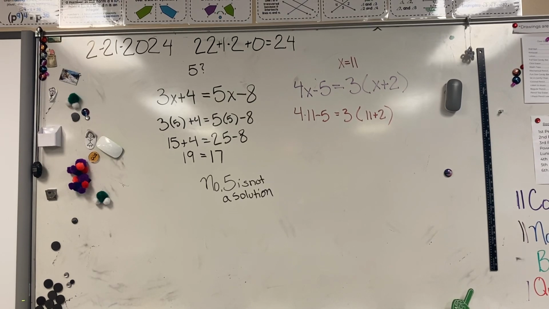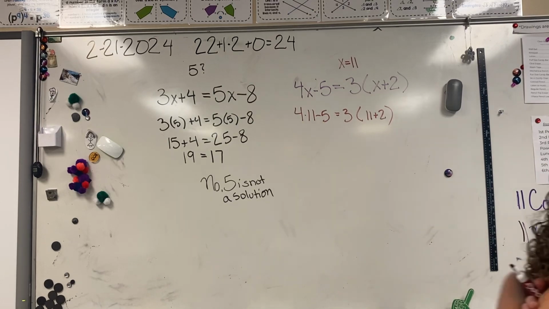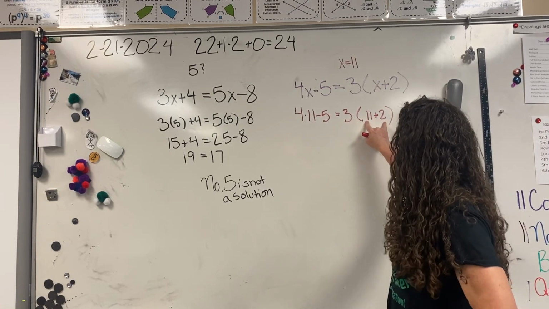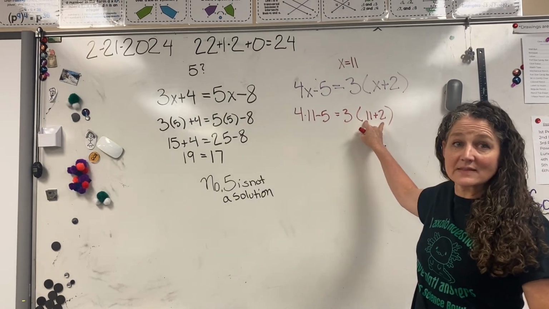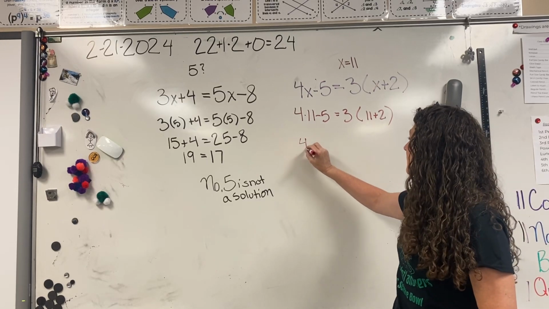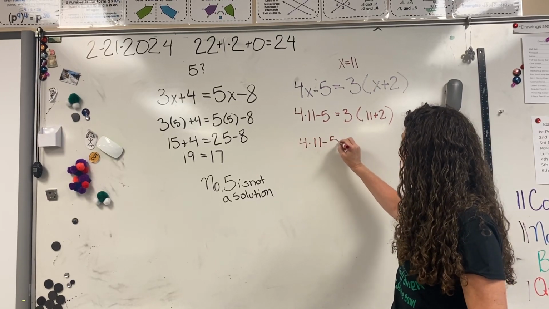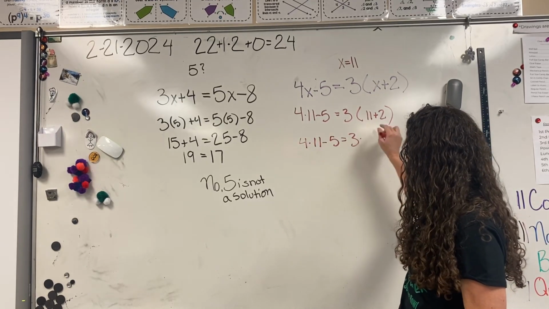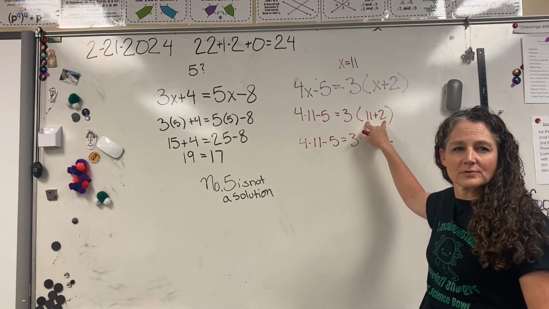Okay? So I have some parentheses going on that I need to deal with before I deal with absolutely anything else. So I have 4 times 11 minus 5 equals 3 times, what's 11 plus 2?